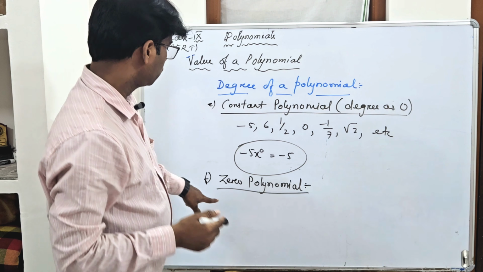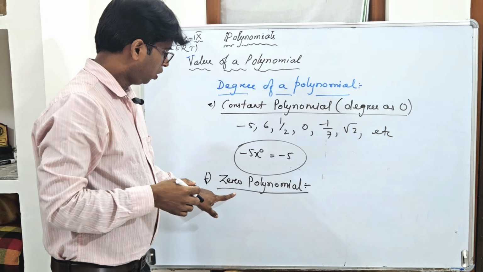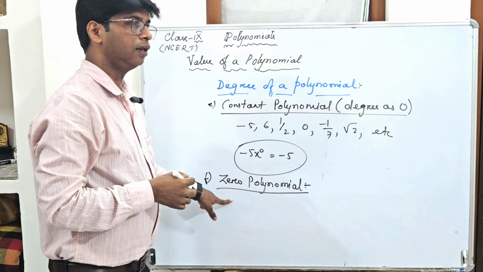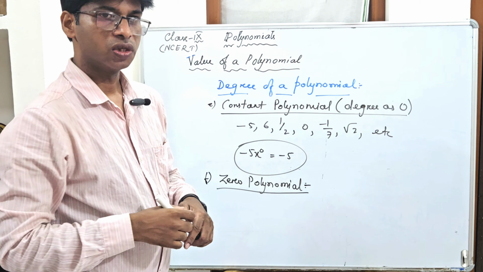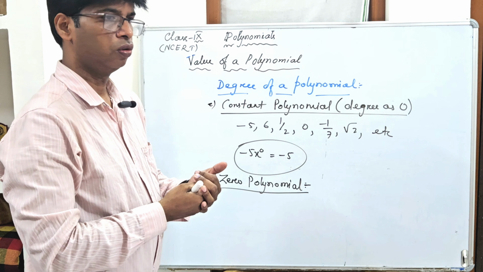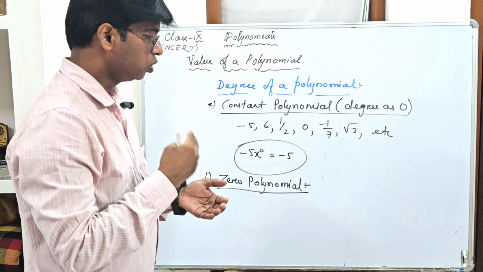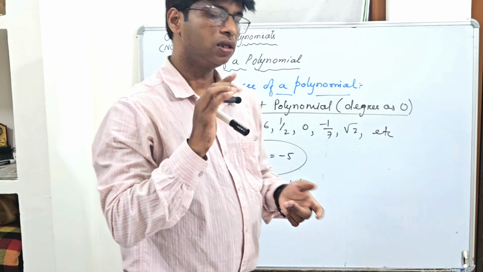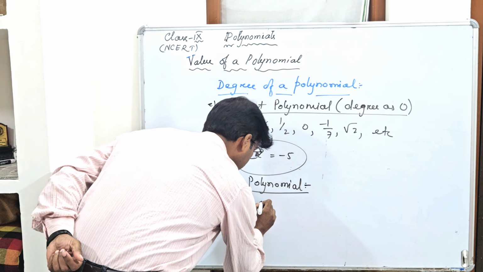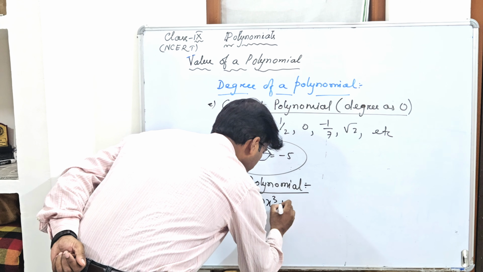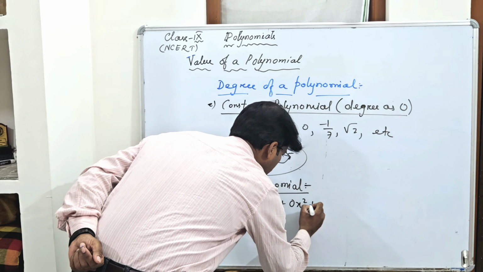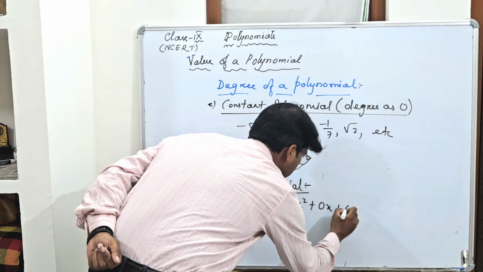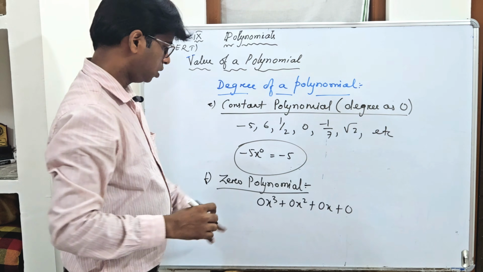The next polynomial is what? Zero polynomial. The zero polynomial is a polynomial in which all the variables, like the variables x, y, z, contain their coefficients as only 0. Like one example I'll give: 0x cube plus 0x square plus 0x plus 0. Can you see this? So this is a zero polynomial.